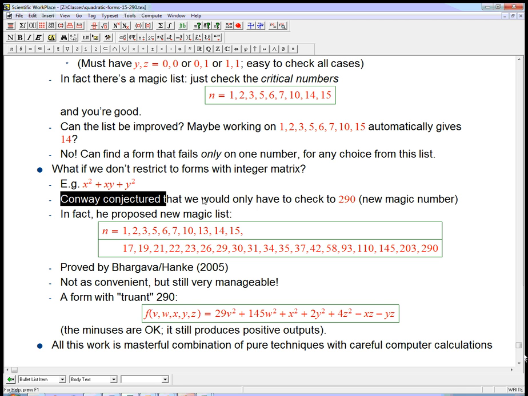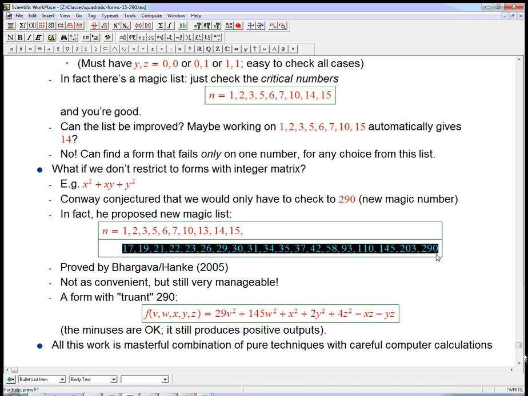Well, Conway conjectured what would happen in that case, and he conjectured, partly based on computer checks, that you'd have to check up to 290, and that there'd be a new magic list: the magic list we had already, plus we have a 13 coming in, interestingly enough, and then a bunch of bigger numbers, all the way up to 290. Well, it took a few years, and it was some other people who proved it, but Bhargava and Hanke came along in 2005 and proved this.